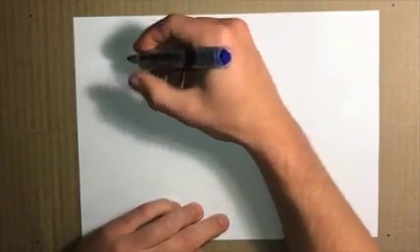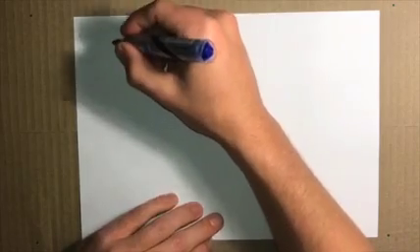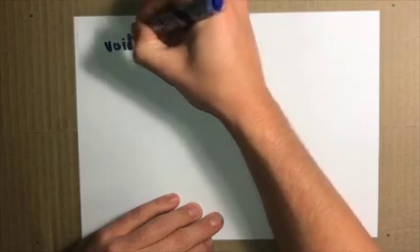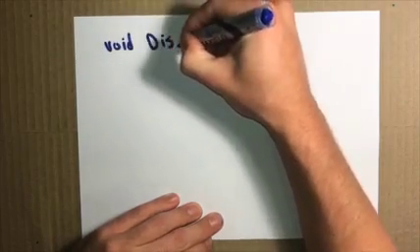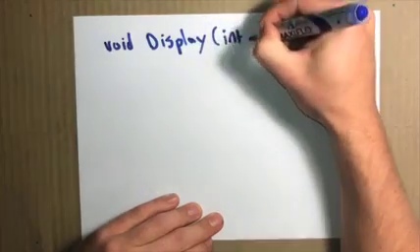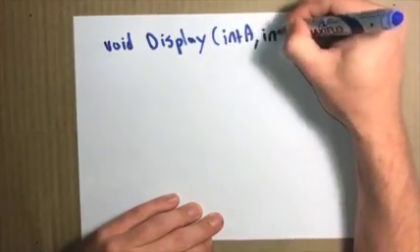Just another thing, we can have different types of functions. Let's say, for instance, we have a function to display something. Let's say display 2 variables.